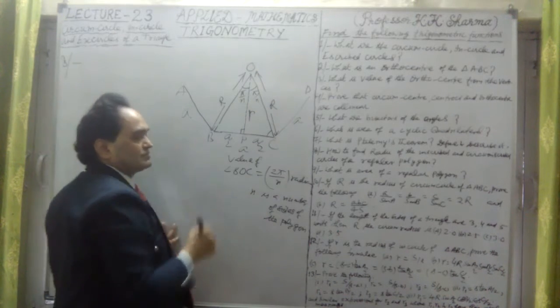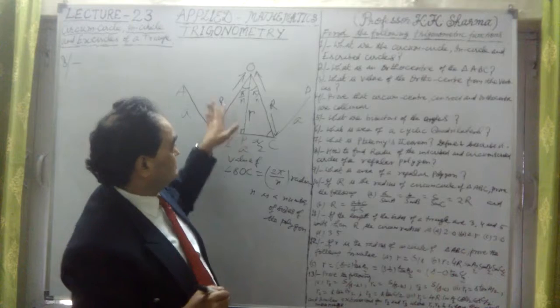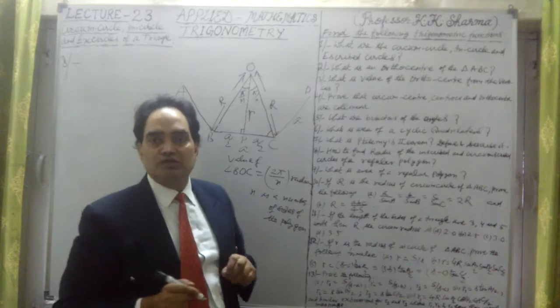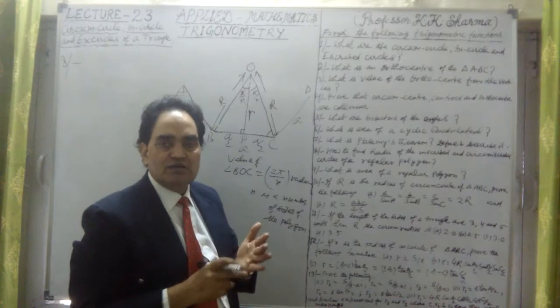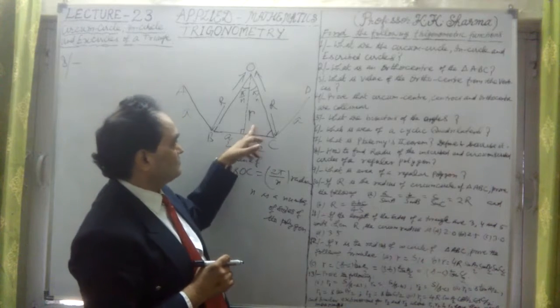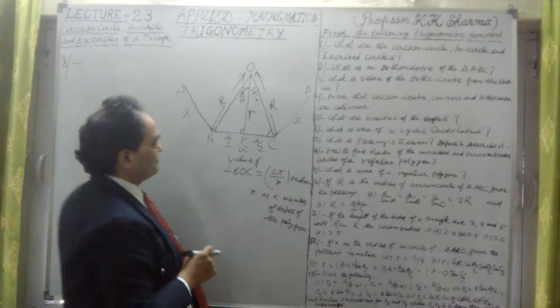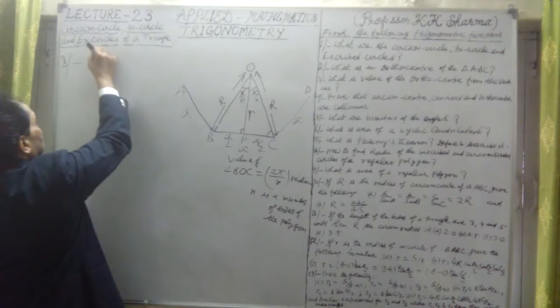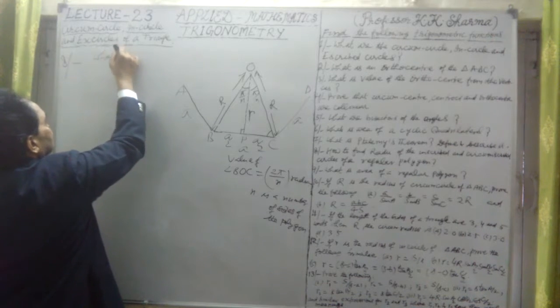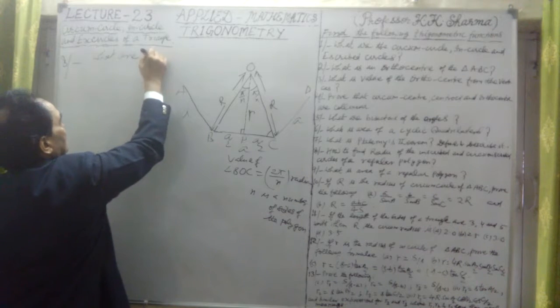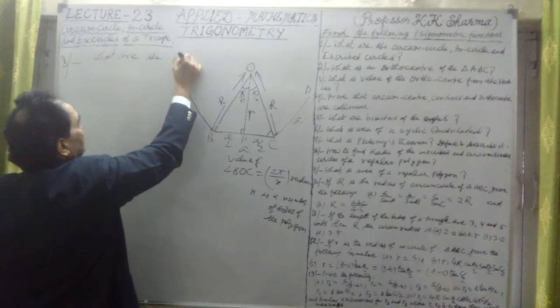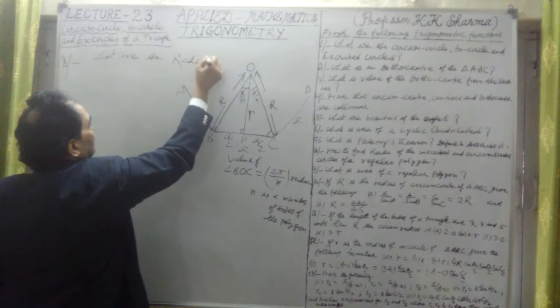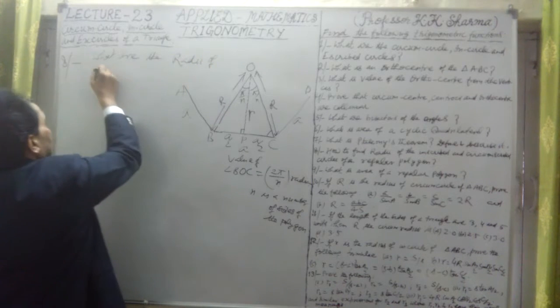So these two sides are R, R. These two we have to find out: the circumcircle's radius and the in-circle's radius. So small r we have to find out and capital R we have to find out. This is some introduction to this. The question is, what are the radii of the in-circle?